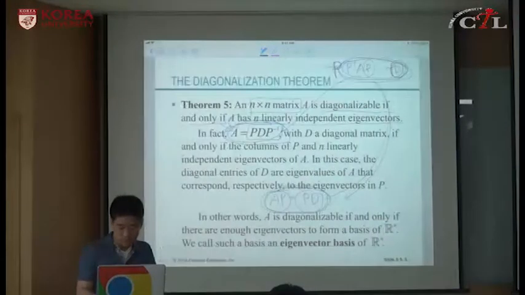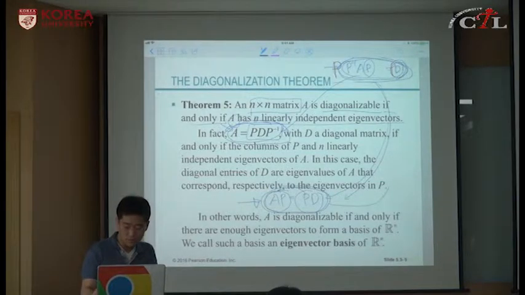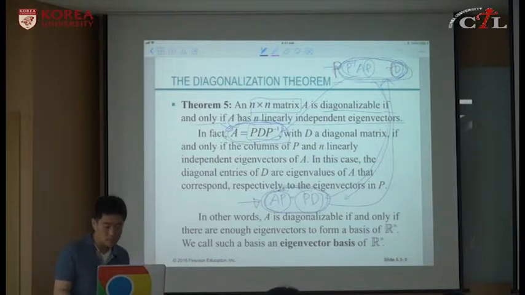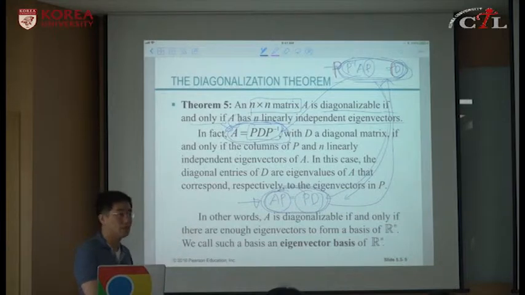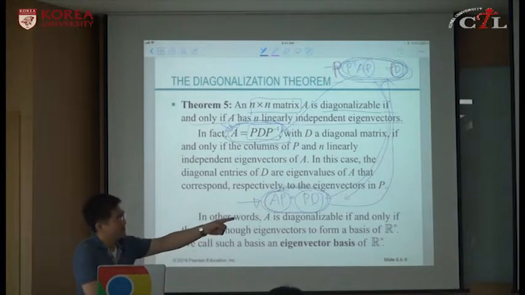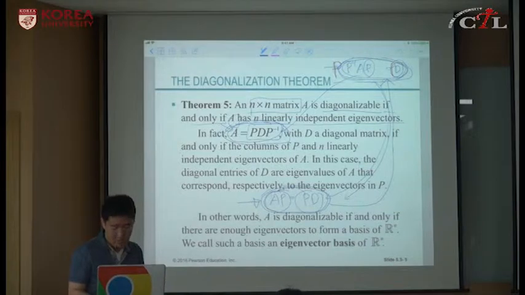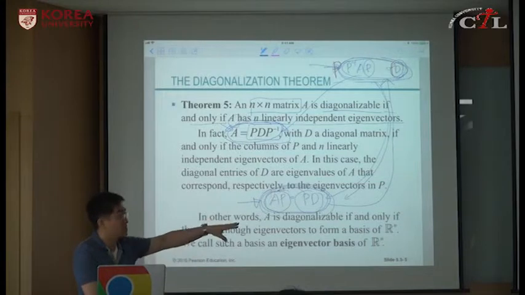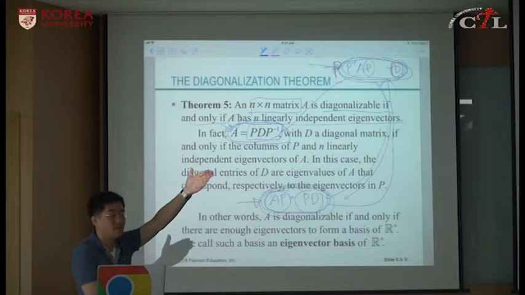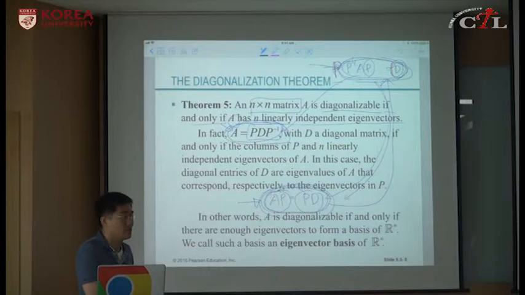So in other words, suppose we start from this equation of AP being equal to PD, and then can we go back to this equation of P inverse A times P equals D, right? Can we go back to that original equation? I mean, we can reach this equation starting from the upper equation, but if we start from the lower equation and want to go to the upper equation, we need some additional assumption that this matrix P should be invertible, right?